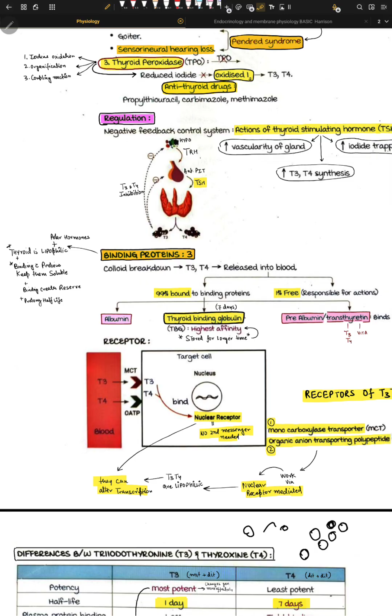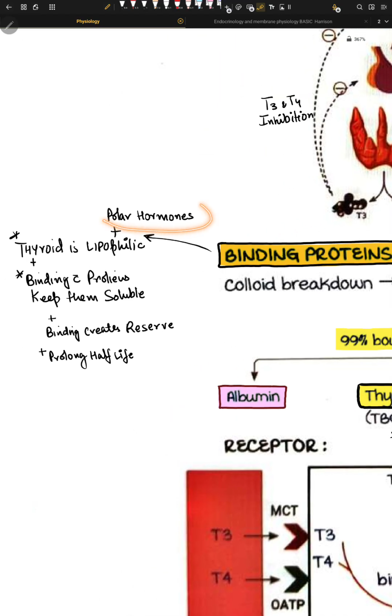Okay, so these are polar hormones, T3 and T4. It means they are charged, right? Thyroid hormone is lipophilic, just like steroid hormones are also lipophilic.